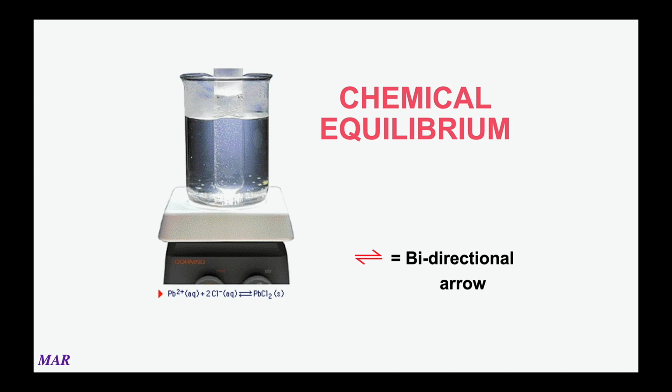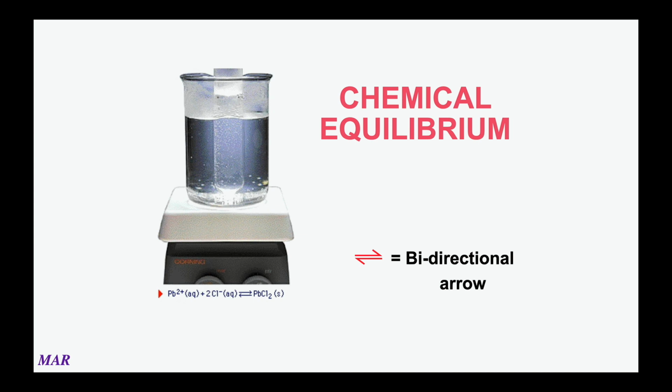This equilibrium just means that you can't really bank on just reactants going to products, or for that matter, products going to reactants. Things are going to go both ways. Most reactions actually exhibit chemical equilibrium. You don't have just reactants going to products, or just products going to reactants. You have a mixture of both of them.